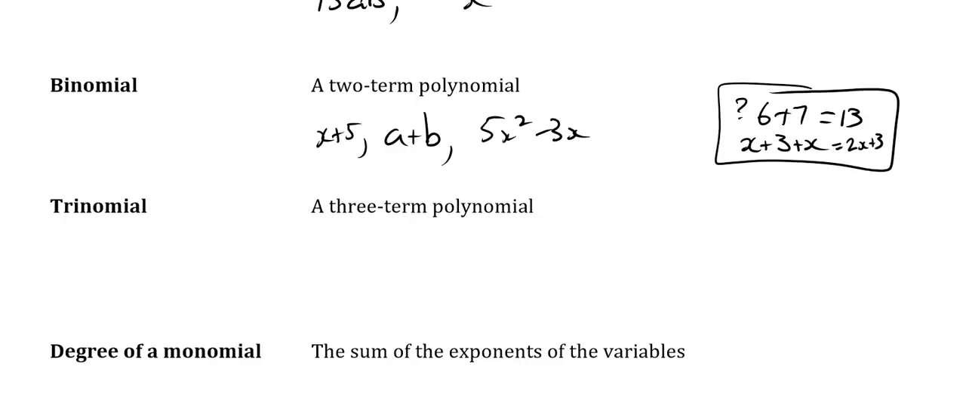And then a trinomial. We're going to do a lot of these in this unit. Three-term polynomial. Common ones we see, x squared plus 7x plus 12. So I've got an x squared term, an x term, and a constant. Those cannot be added together. Trinomial. a plus b plus c would be another good example of a trinomial or anything else like that.